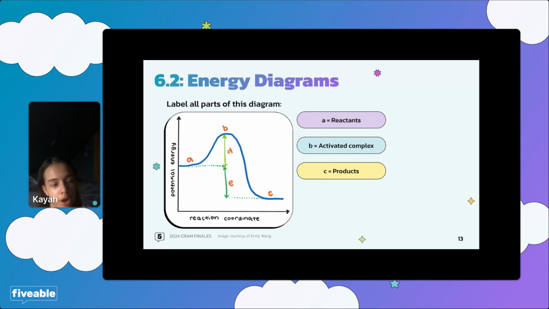Next up, we have C, the products, and just like with the reactants, no matter whether it's up here or down here, products will always be on your rightmost side, while your reactants will always be on your leftmost side.